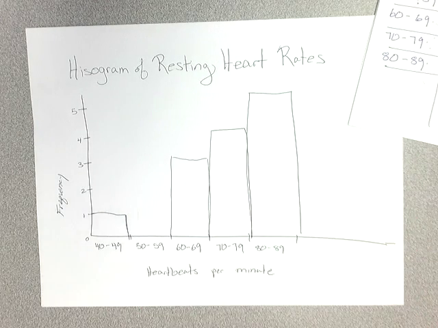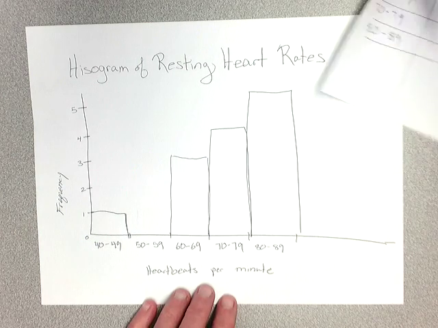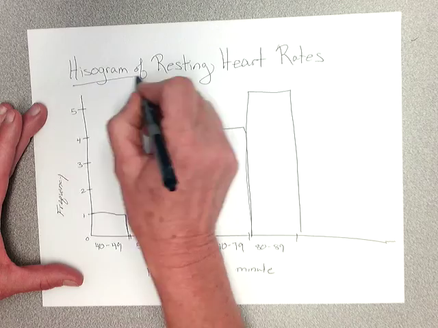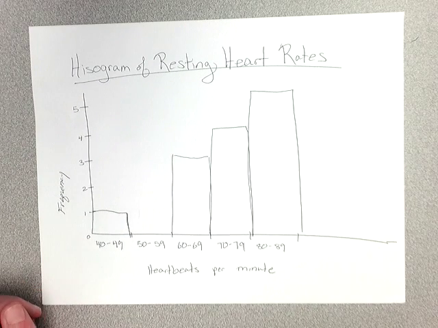And that is what a nice finished histogram looks like. The last step, of course, is to pretty it up with some colors and what have you to make it nice.